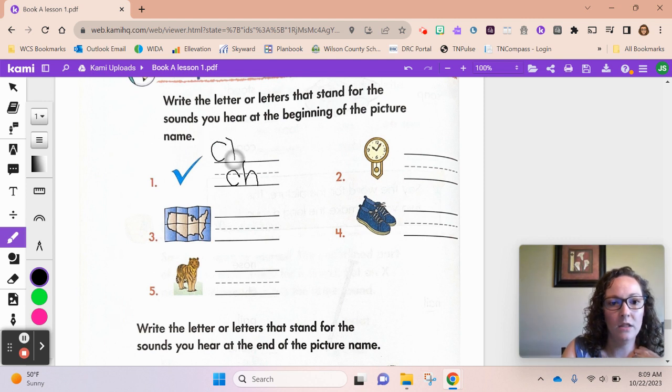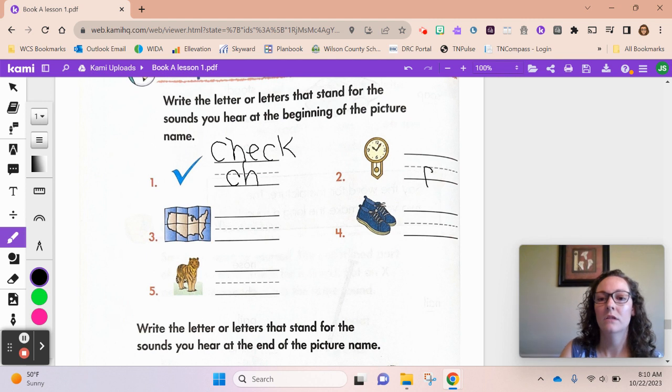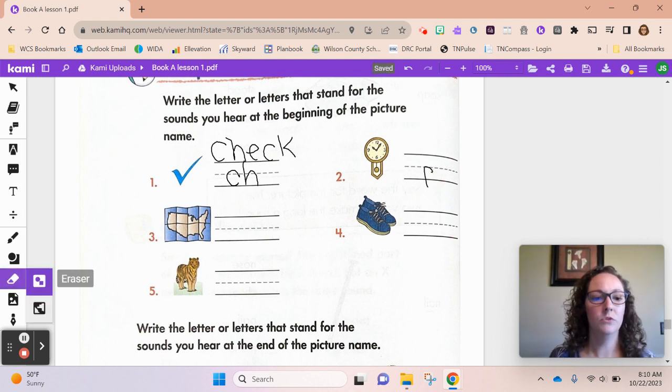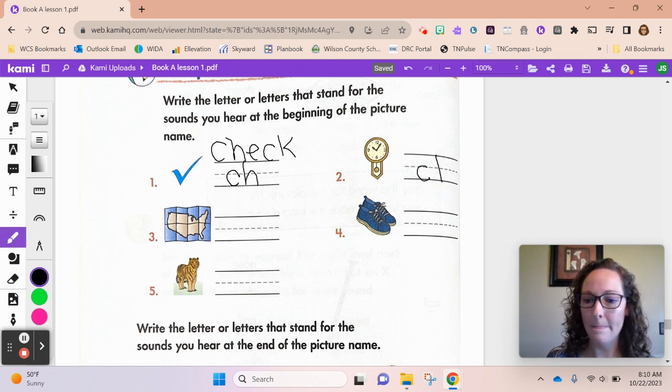And I want you to write the word check. CHECK. Check. Number two, this is a clock. Clock. What blend do you hear in clock? You should have written, whoa, sorry, try that again. You should have written C-L. The word is C-L-O-C-K, clock.